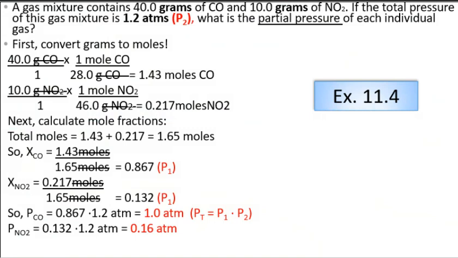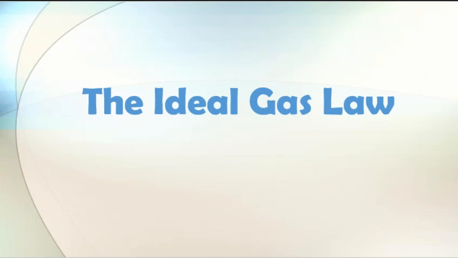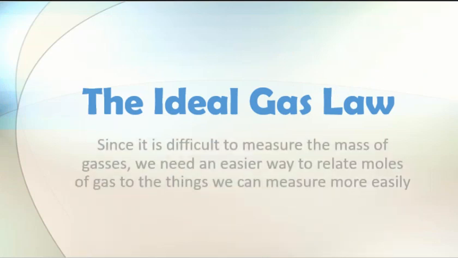Of course, this is in your book. But wait, there's more. Why? The ideal gas law. Since it's difficult to measure the mass of gases, like 40 grams, for instance, we need an easier way to relate moles of gas to the things we can measure more easily, like pressure. We can measure that more easily. The ideal gas law does this.